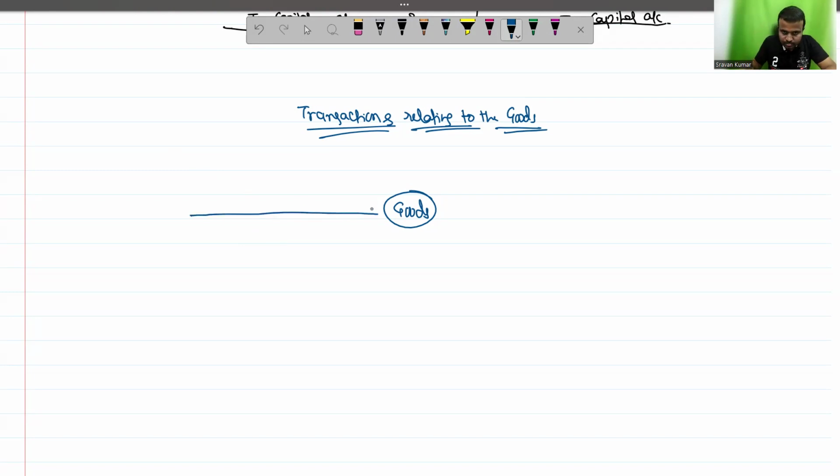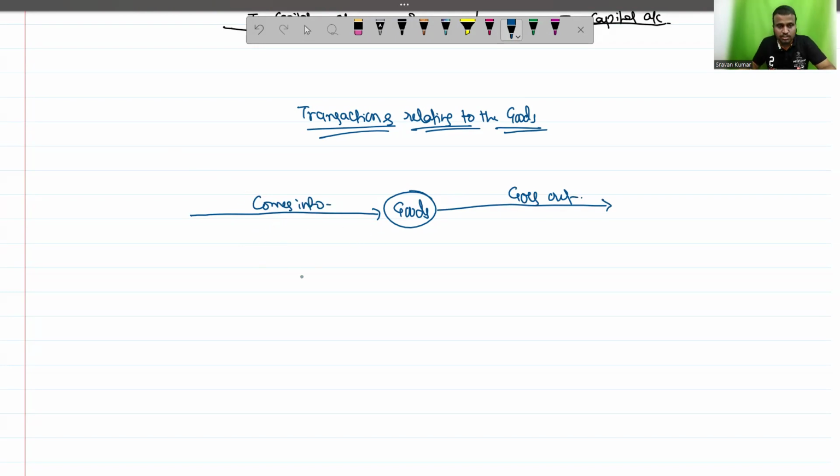One is goods comes into the business and goods goes out of the business. Goods comes into the business and goods goes out of the business.